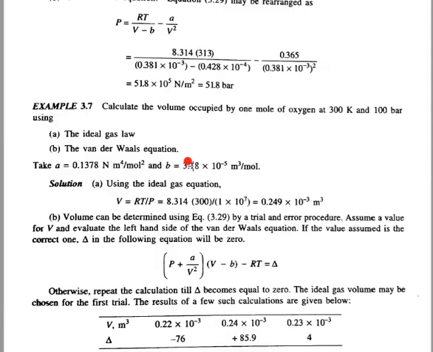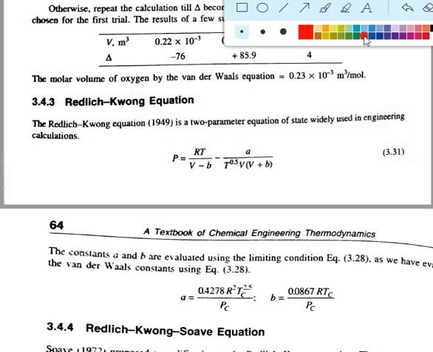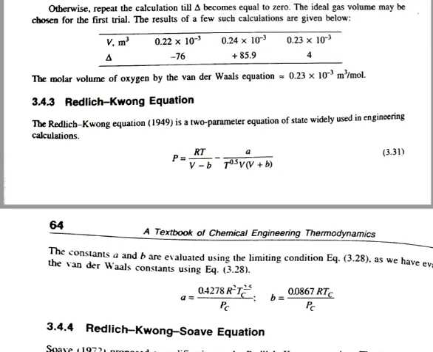Next is the Redlich-Kwong equation. The Redlich-Kwong equation is a two-parameter equation of state widely used in engineering calculations. This equation is P = RT/(V − b) − a/(T^0.5 V(V + b)). This equation is known as the Redlich-Kwong equation.